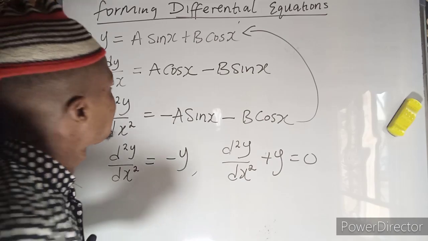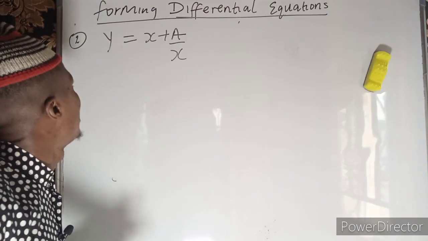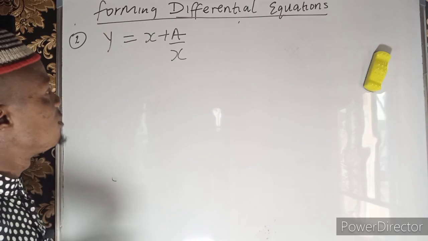So let's take another one. The second one, we will have y is equal to x plus a over x.